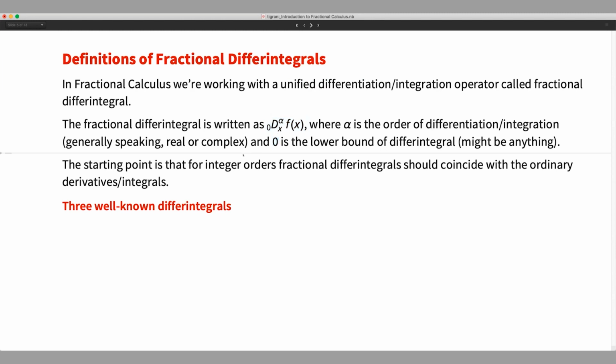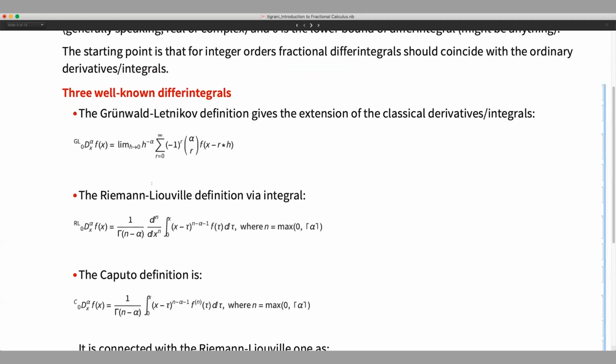There are a lot of different definitions for fractional differintegrals. However, we will talk about three of them, say the main three differintegrals. The first one is called the Grünwald-Letnikov differintegral. That's written here. It is giving some definition to fractional differentiation and integration using some limits and an infinite series. And it's similar to the ordinary derivative definition via limits. However, this one is not very useful for analytic formulas and calculations.